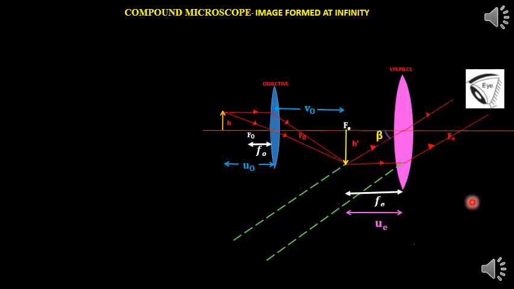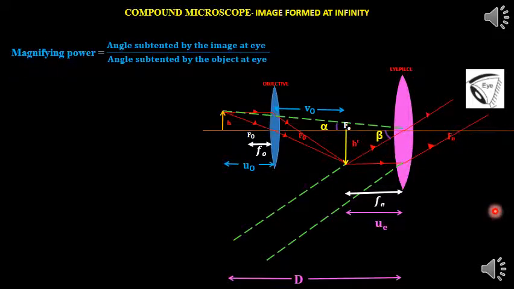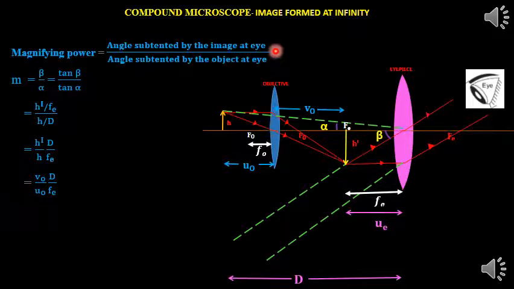Then the angle subtended by the image at infinity at the eye is beta. And the angle subtended by the object at least distance of distinct vision at the eye is alpha. Then magnifying power is the ratio of the angle subtended by the image at infinity at the eye to the angle subtended by the object at least distance of distinct vision at the eye. That is, magnification m equals beta divided by alpha.